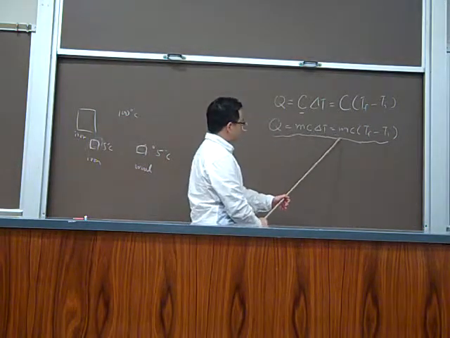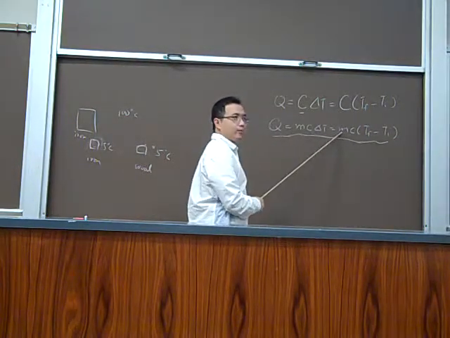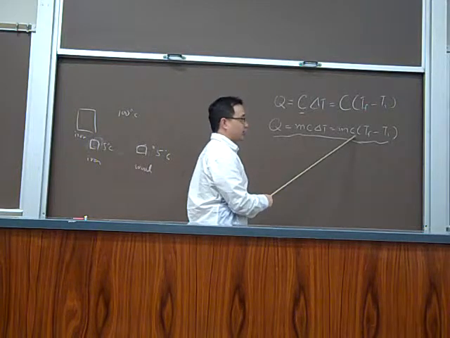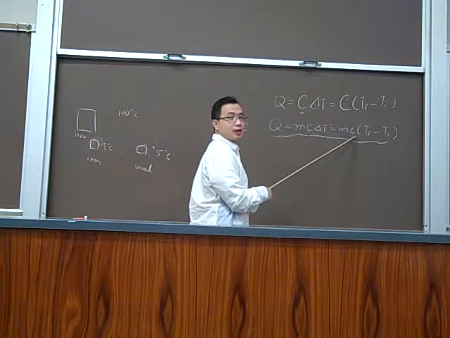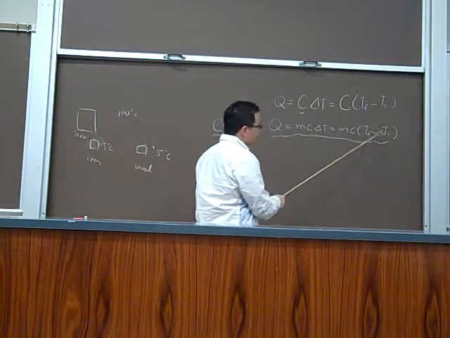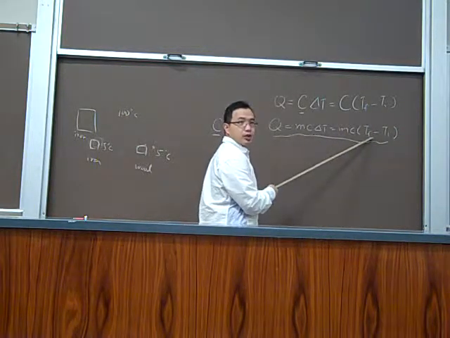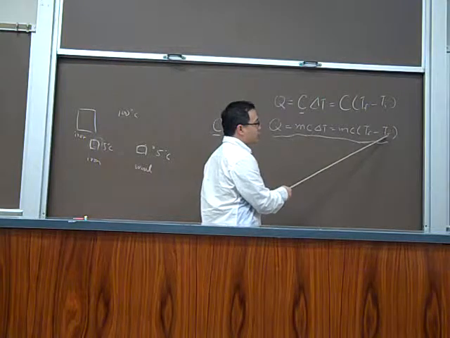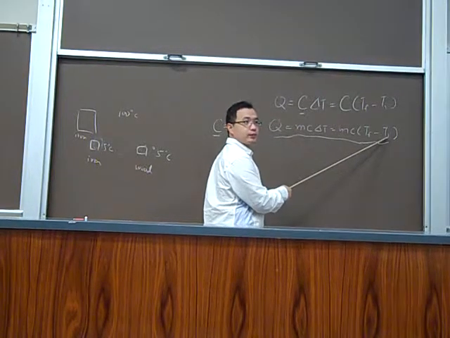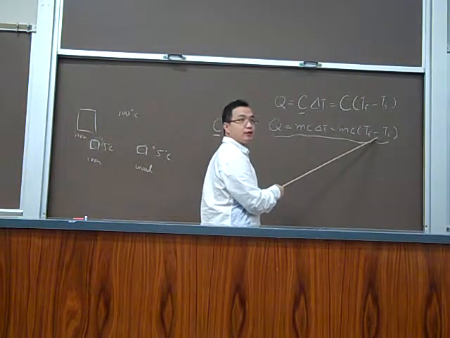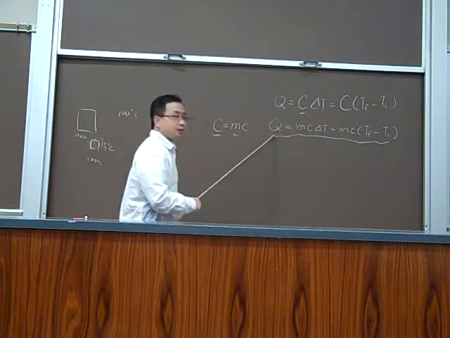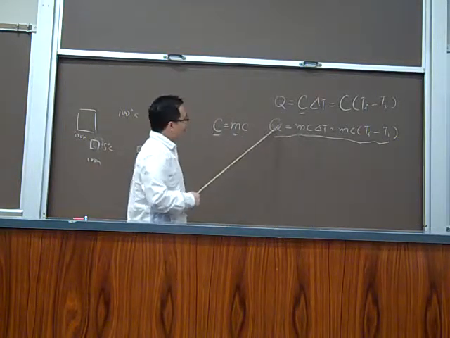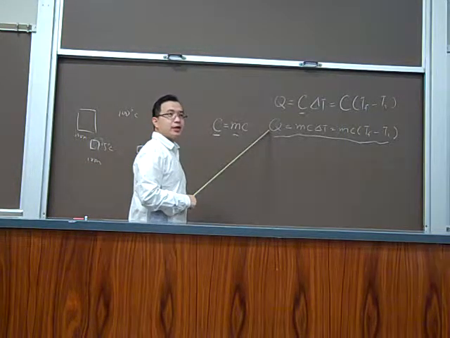Now, if you look at this equation, M, mass, is a positive quantity. Specific heat, small c, is a positive quantity. But this one is a subtraction, so it depends on the final temperature and the initial temperature. You may have a positive or negative value for this quantity, right? So the heat after the calculation can be positive or negative.